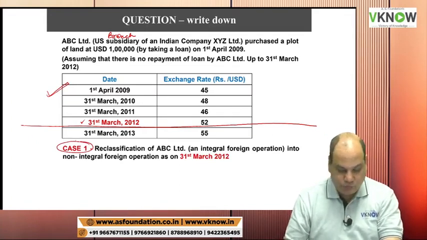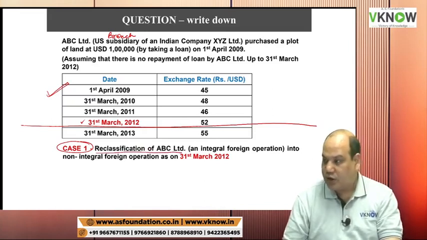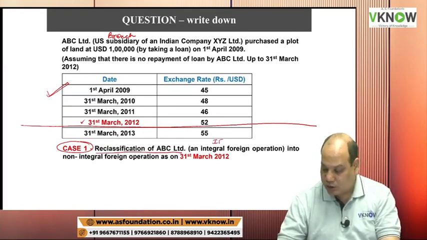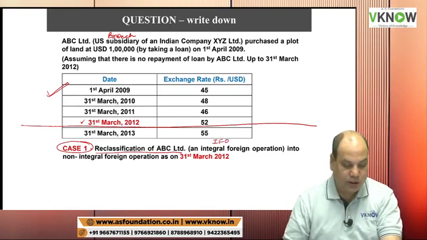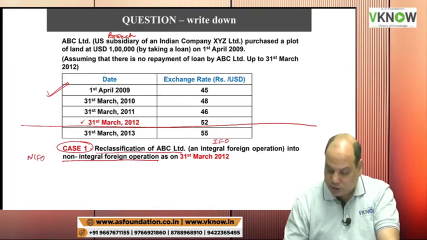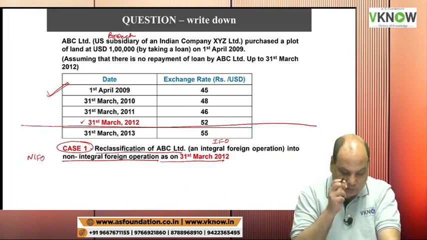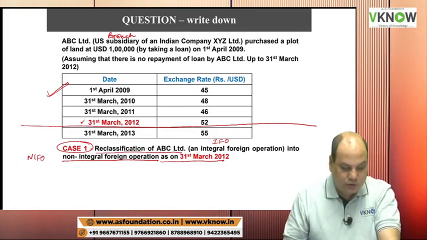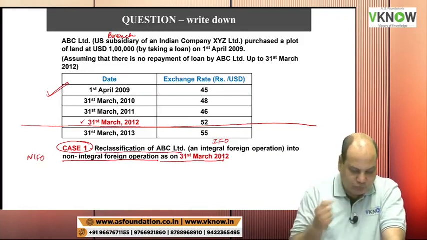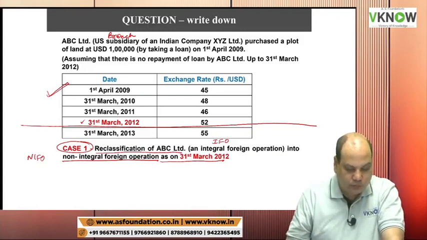Case 1: Reclassification of ABC Limited, an integral foreign operation. In short, you can write IFO to save time. An integral foreign operation to NIFO, non-integral foreign operation, as on 31st March 2012.